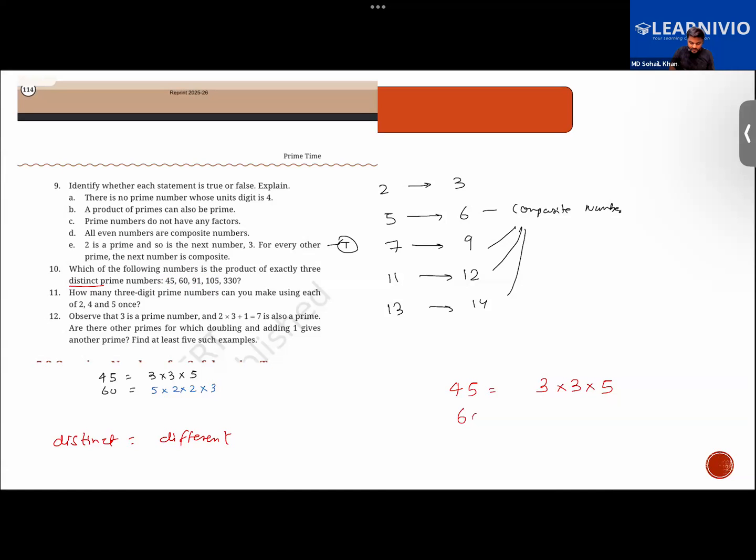Let's talk about 60. How can I write it? 2, then 2, then 3, then 5. Right now, is it a product of three different prime numbers? No, obviously not. So you have to find out which one.